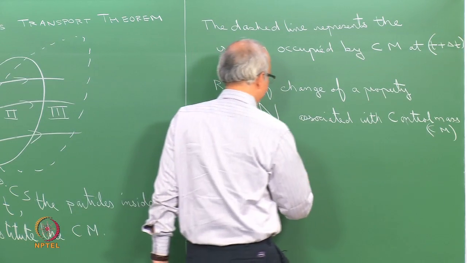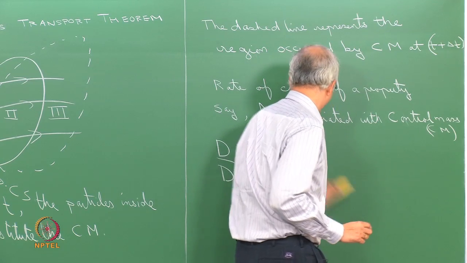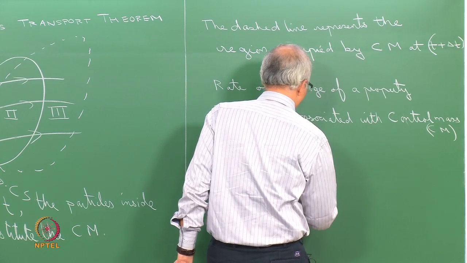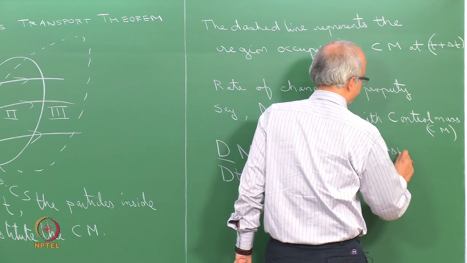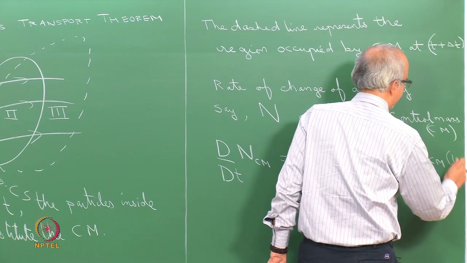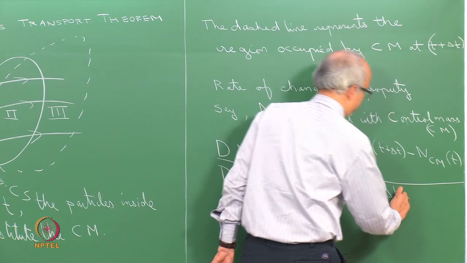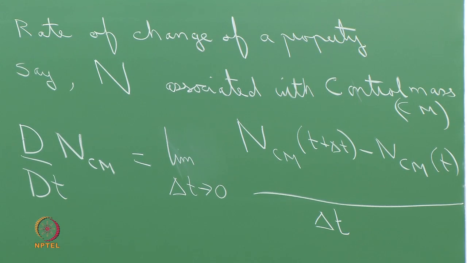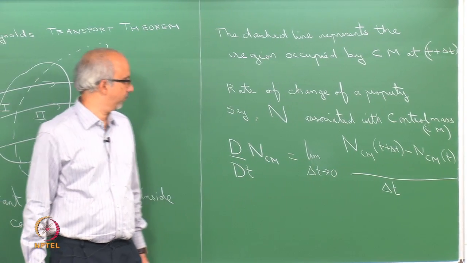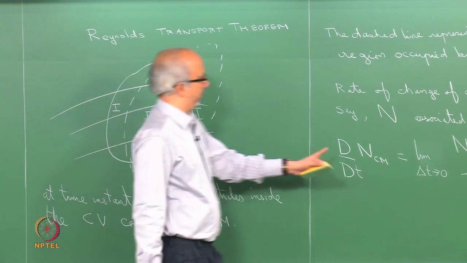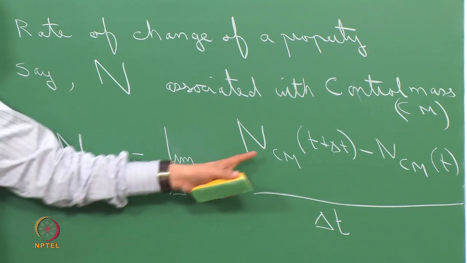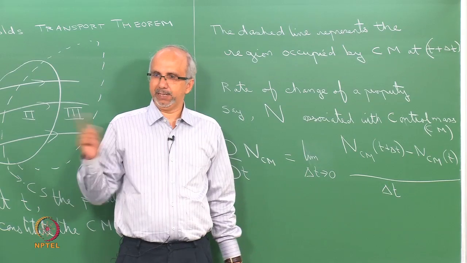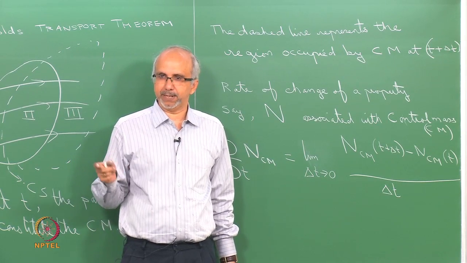And this, as you all know, is nothing but, in the limit of delta t tending to 0, the property of the control mass at t plus delta t minus the property of the control mass at t, divided by delta t. That is just the definition of the derivative of the property with time. This is the left hand side, which is the time derivative I would get when I use my Lagrangian approach. And what I want to do is use this right hand side and try to relate that to changes in my control volume. So that is the plan.